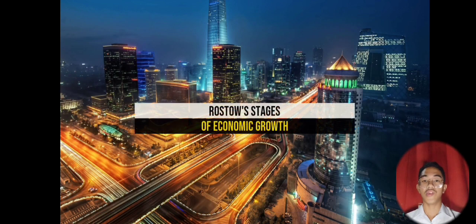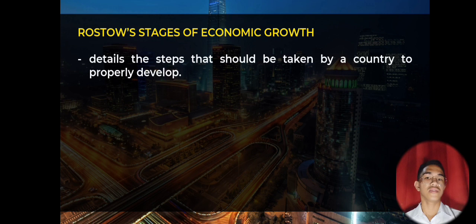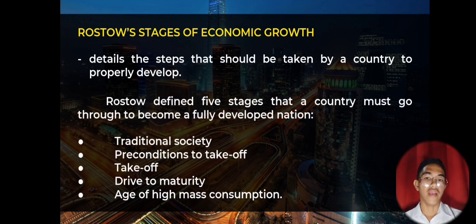The Rostow's Stages of Economic Growth is a book that was published in 1960, detailing the steps or stages that should be taken by a country to properly develop. With that, Rostow defined the stages that a country must go through to become a fully developed nation. First, we have the traditional society, then the next stage would be preconditions to take off, then take off, drive to maturity, and lastly, the age of high mass consumption.